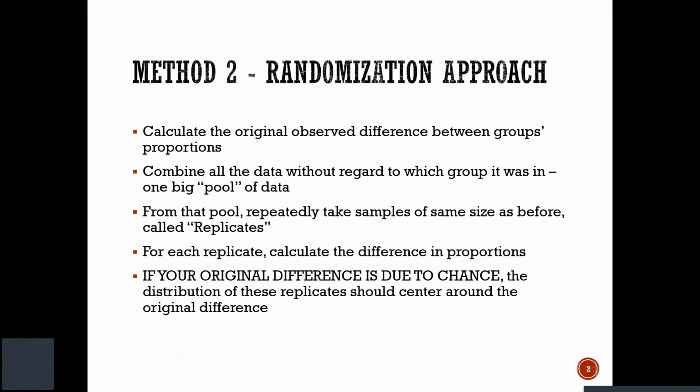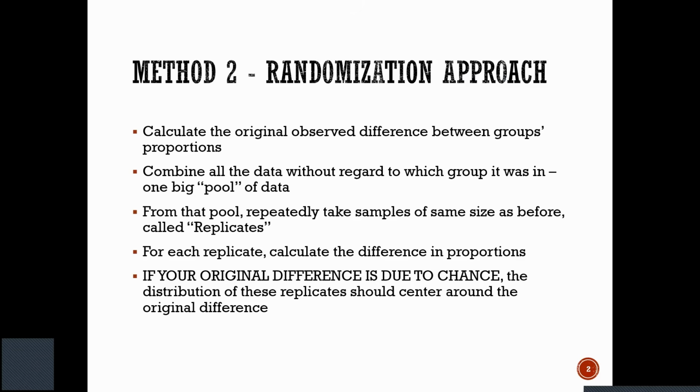So the randomization approach basically calculates the original observed difference between the groups' proportions, which we already did. We saw that it was like 0.11. And then it combines all of the data that we have, which is in this case 400 cases, into one big pool of data. Out of that 400 cases, we already saw that 45% of them have an injury, right? I think that was 180 people have injuries. So we have this big pool of data, but we don't know now which group people were in originally.